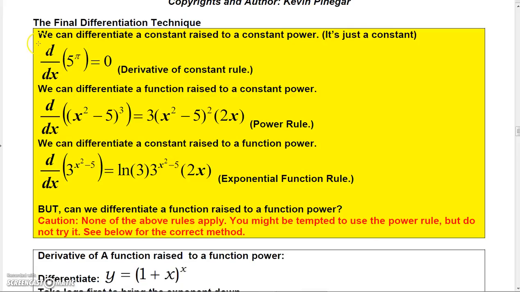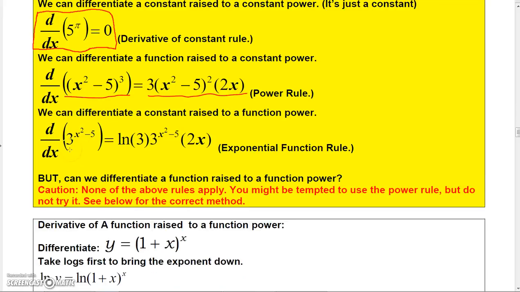Okay, now here's something I like to share with people. We know how to take the derivative of a constant raised to a constant, because the derivative of a constant raised to a constant is still a constant. So the derivative of like 5 to the pi would be a constant, and we know the derivative of a constant is 0. We know we can differentiate a function raised to a constant power using the power rule. So if we wanted to find the derivative of this, we could use the general power rule and get 3 times x squared minus 5 squared, and then times the derivative of the inside.